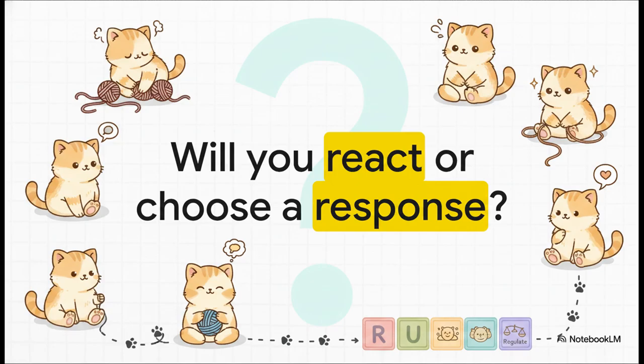So the next time that inner kitten gets all tangled up in the yarn, I want you to remember the RULER framework. Recognize, understand, label, express, and regulate. Will you let your temporary emotions dictate your behavior, or will you create space and actually choose your response? The tools are right there in your hands now. How will you use them the next time you're tested?